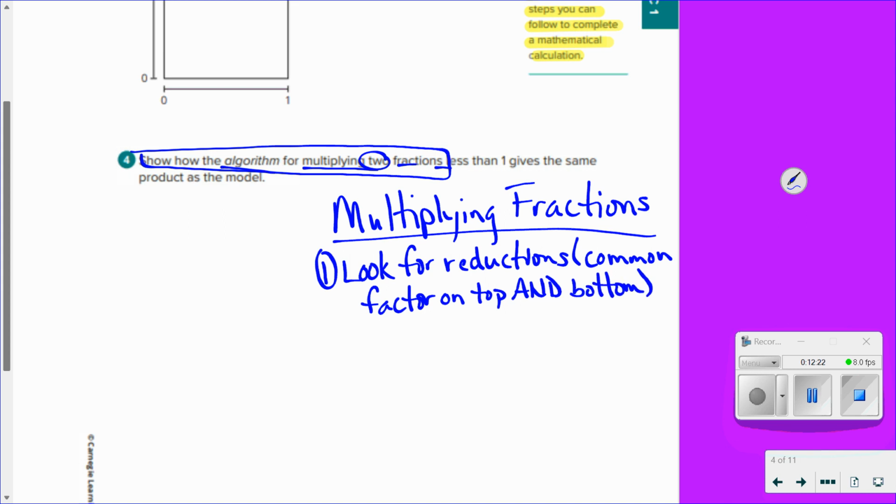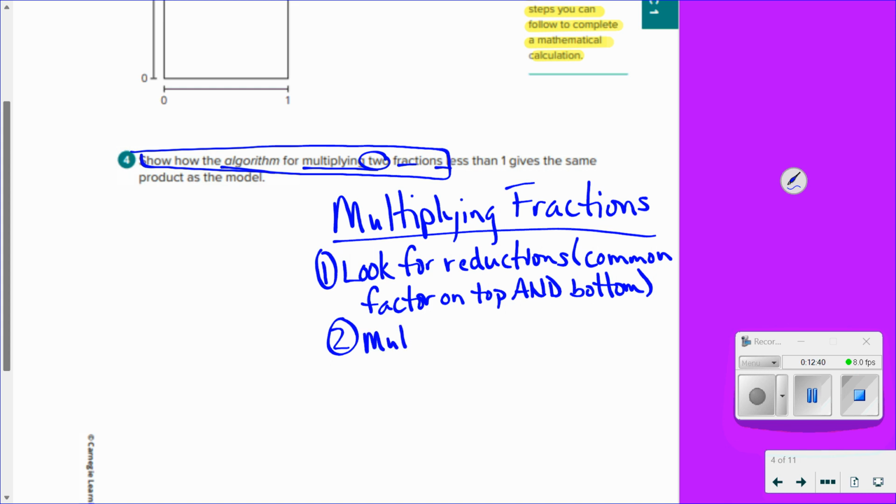And this is actually really key. For reductions, I have to have one in the numerator, one in the denominator. I can't do it if both are numerator or both are denominator. That won't work. Okay? Step 2, and here's what makes multiplying fractions so easy.